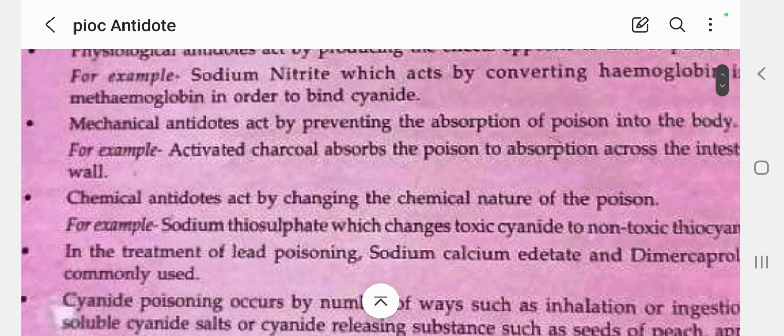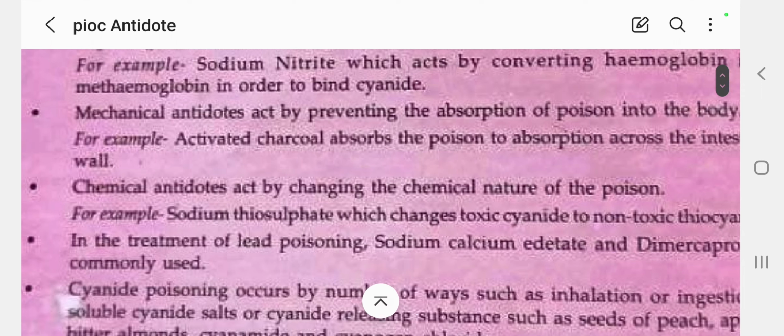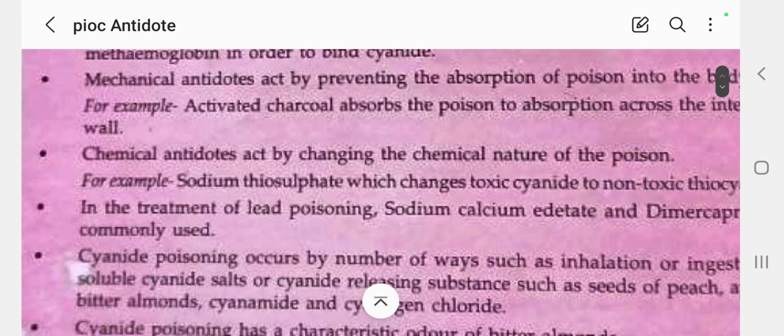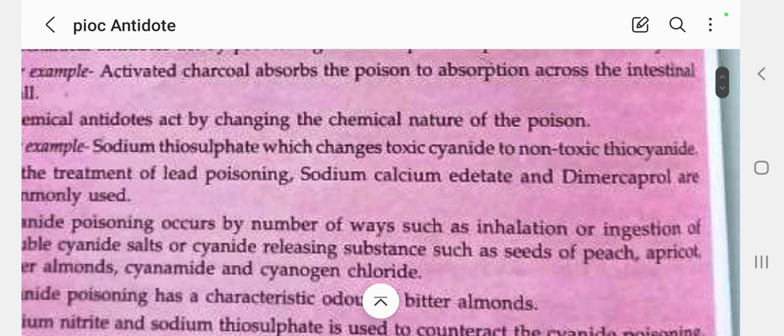And for cyanide poisoning you may say sodium nitrite. Remember that for cyanide poisoning you should write in full detail how to prepare sodium nitrite and what the mechanism of action is, which involves a physiological antidote, like sodium nitrite used for cyanide poisoning. And for a mechanical antidote, the inorganic substance is activated charcoal. And for lead poisoning there are three pharmaceutical inorganic substances: sodium calcium edetate, dimercaprol and sodium thiosulfate.